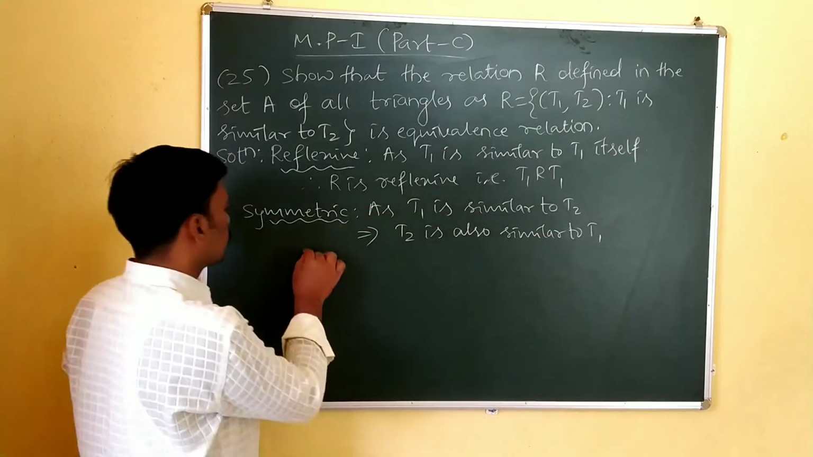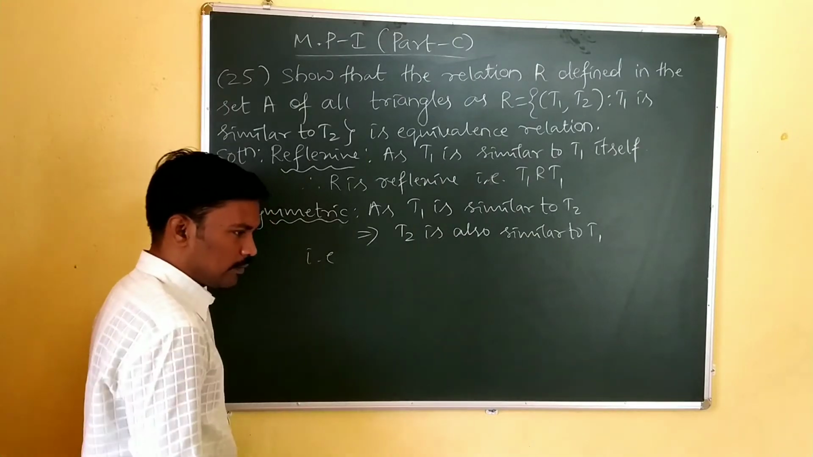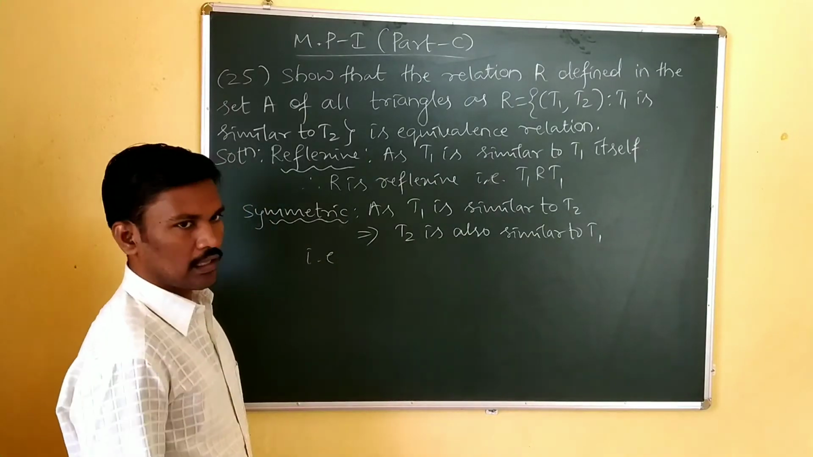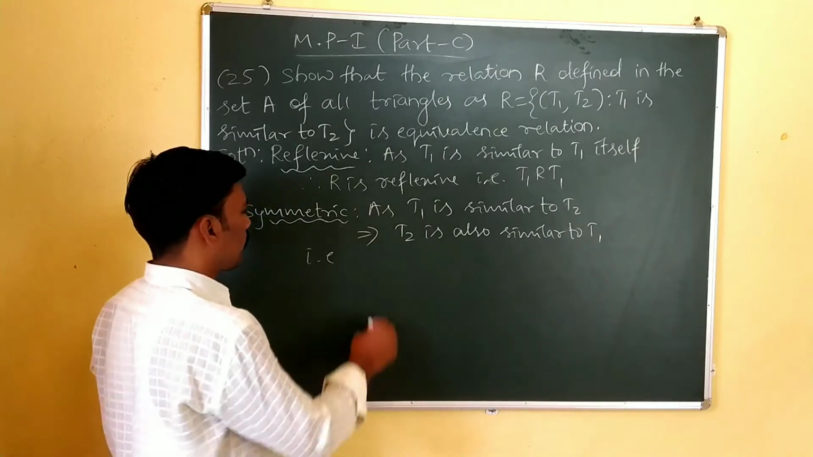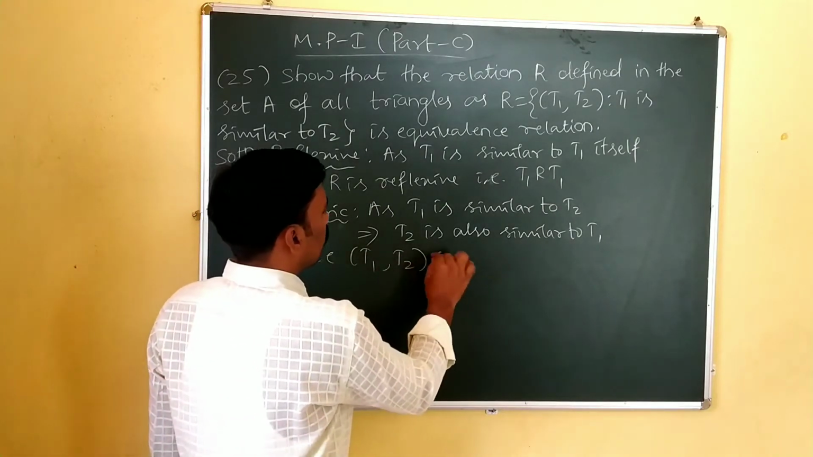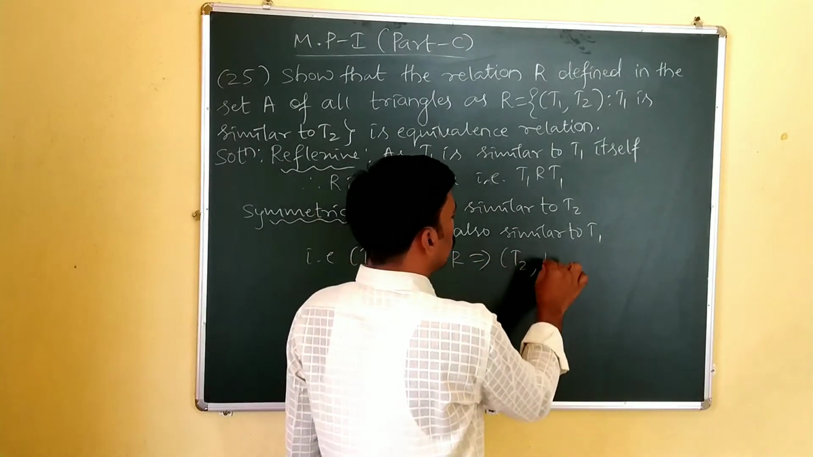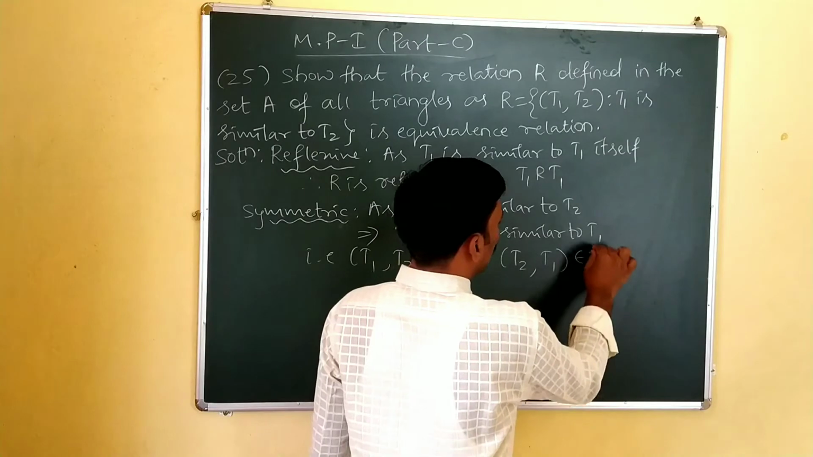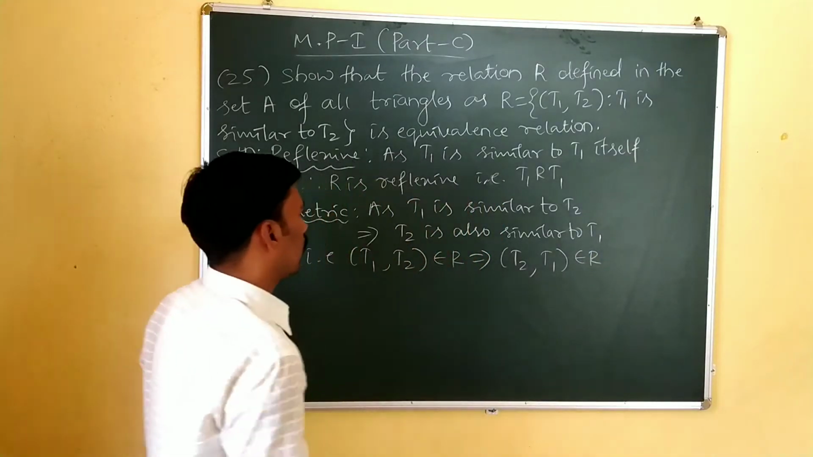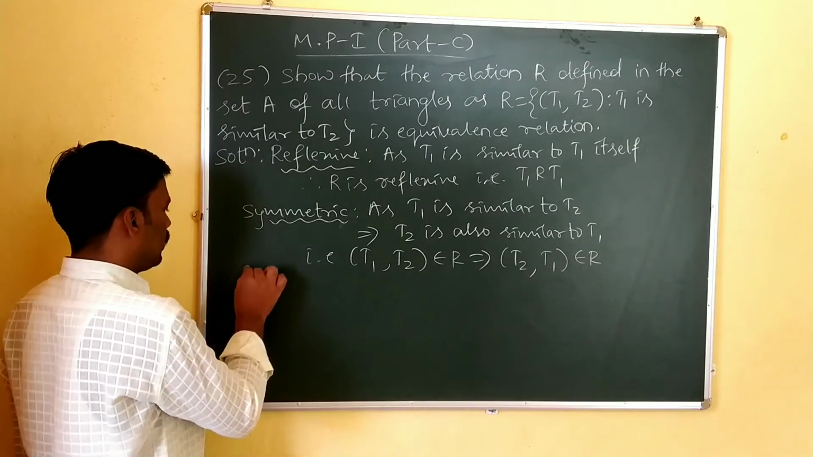That is what the symmetric condition says: in general, (A, B) belongs to R implies (B, A) also belongs to R. That is, (T1, T2) belongs to R implies (T2, T1) also belongs to R. Therefore R is symmetric. And the last one, transitive.